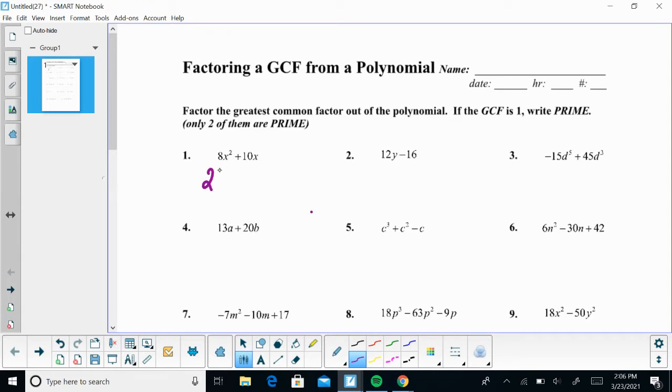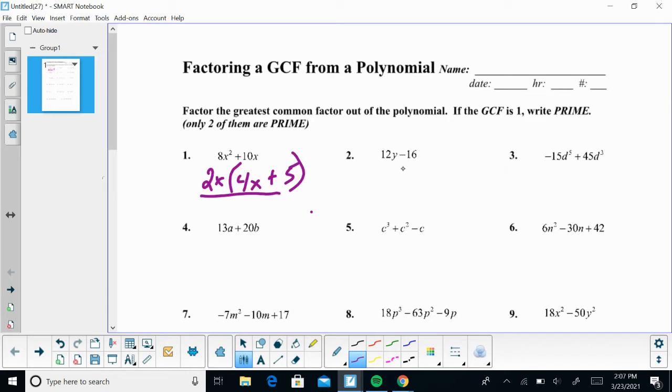What about my x? Well, I could divide both of them by an x because there's at least one x in each. Now we can think about it one of two ways. What is 8x squared divided by 2x? Well, 8 divided by 2 is 4. X squared divided by x is x. Or, what do I need to multiply 2x by to get to 10x? 5. This is my factored answer.